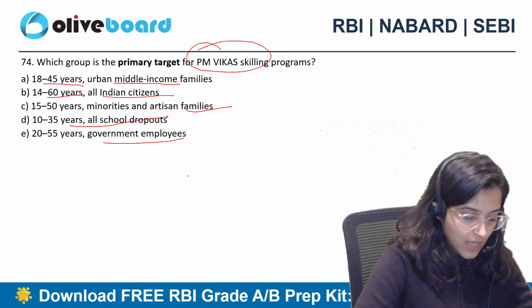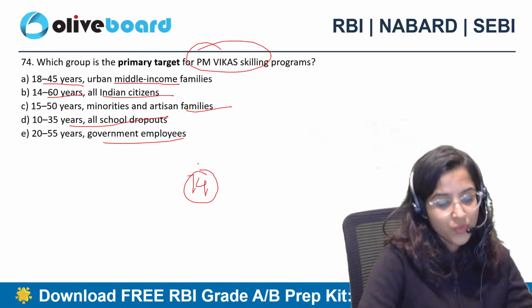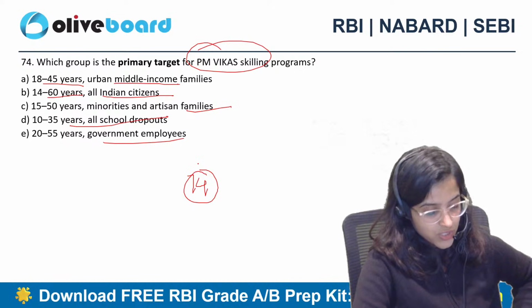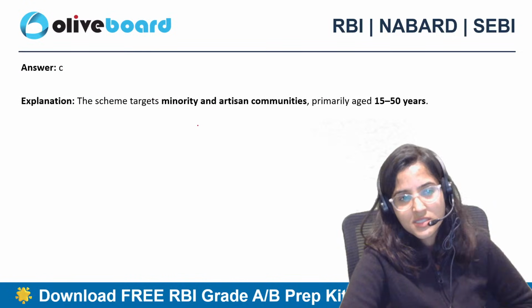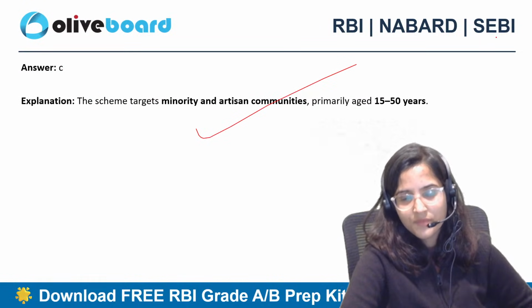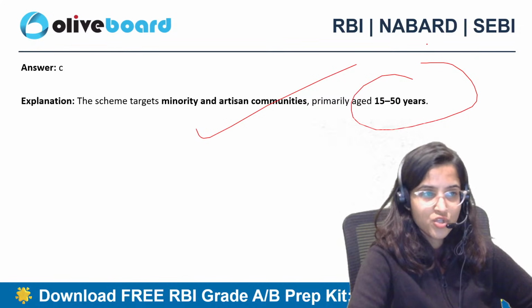Whenever you give the answer to a question, write down the number of the question so that there's no confusion. C, the correct answer is C. The scheme targets minority and artisan communities between 15 and 50 years.